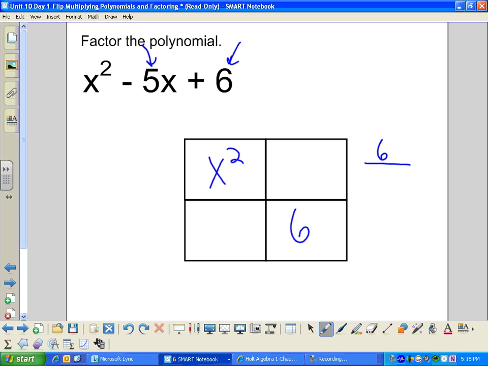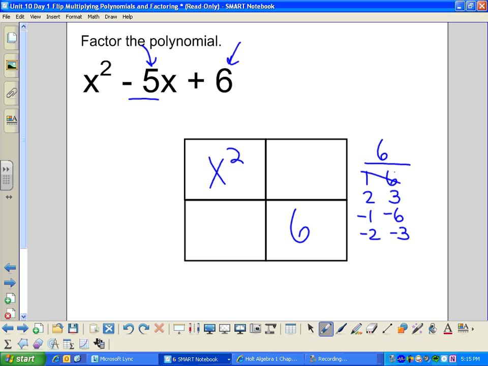So let's talk about 6 first. Two numbers that multiply together to give me 6. I've got 1 and 6, 2 and 3, and then 3 and 2. So they're already there. And 6 and 1, those are already there. Okay, so now let's try the negatives, because I could also have a negative times a negative. So I have negative 1 and negative 6, and negative 2 and negative 3. So I'm looking for one of those pairs. They'll add together to give me negative 5.